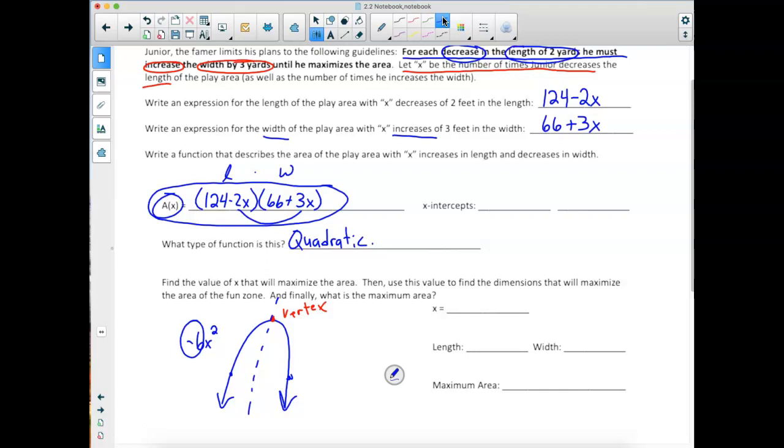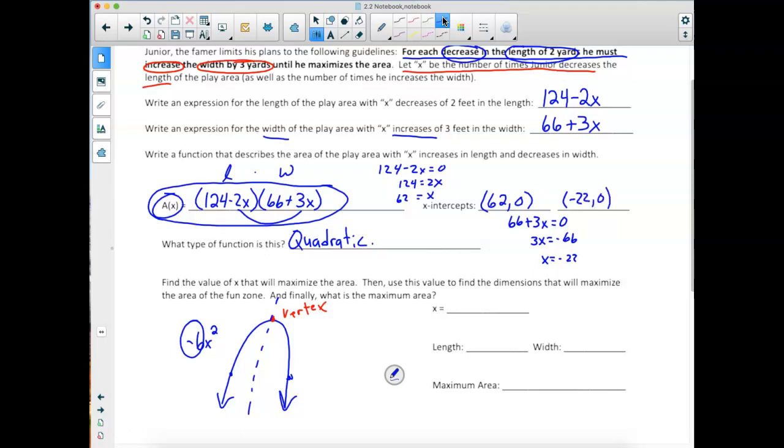What are my intercepts? Well, I have two things here. I have my length. What's 124 minus 2x equals 0? 124 equals 2x. x has to equal 62. One x-intercept is 62, comma 0. Okay, what's my other one? Well, my other one is going to be 66 plus 3x equals 0. So 3x equals negative 66. x has to be negative 66 divided by 3, negative 22. My other x-intercept is negative 22, comma 0.